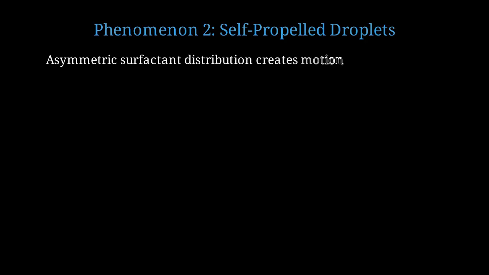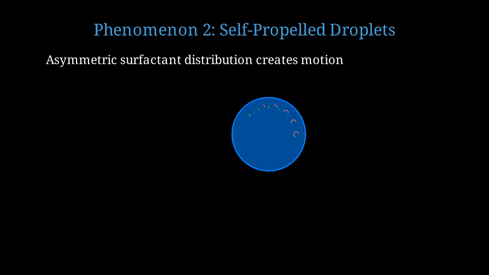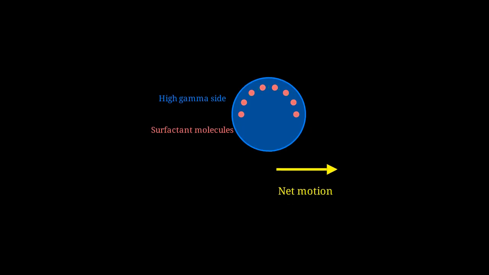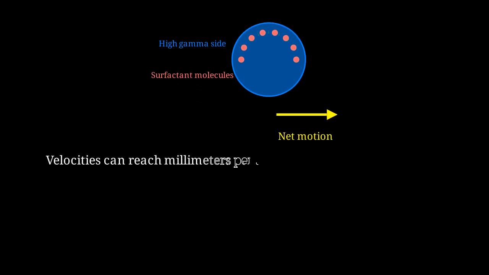Imagine a droplet sitting on a surface. If one side of the droplet has a different surfactant concentration than the other side, you get an asymmetric surface tension distribution. Surface flow moves from the surfactant-rich, low surface tension side toward the high surface tension side. This creates internal circulation that propels the entire droplet forward. These self-propelled droplets can reach velocities of several millimeters per second, which is quite fast at the microscale.